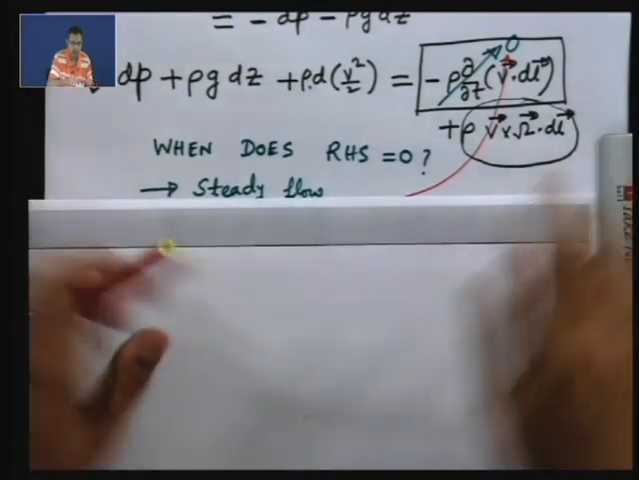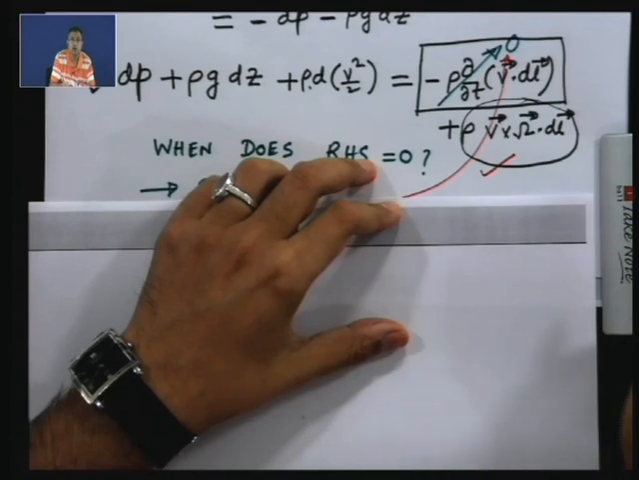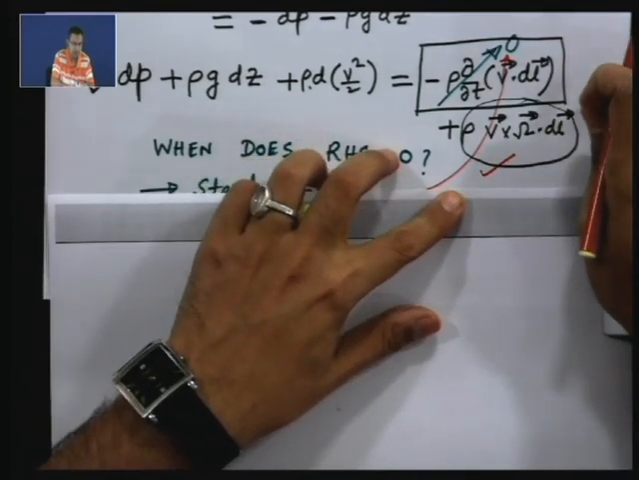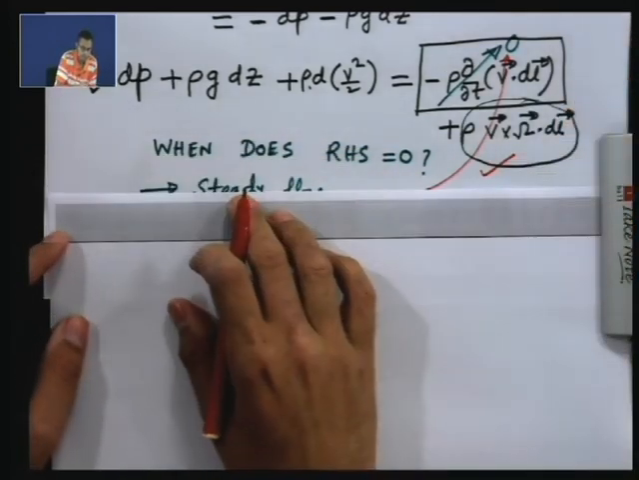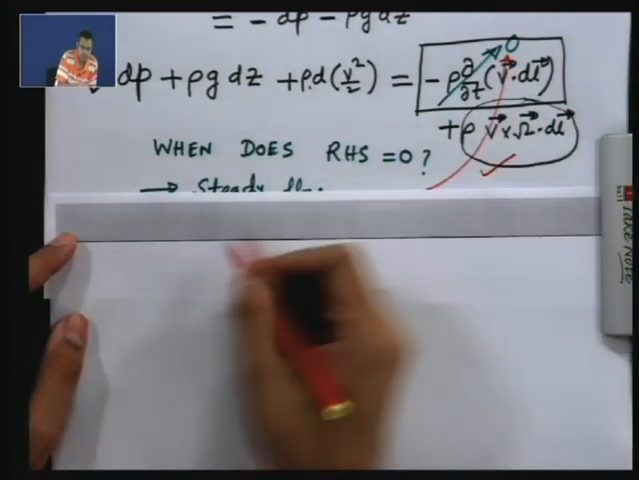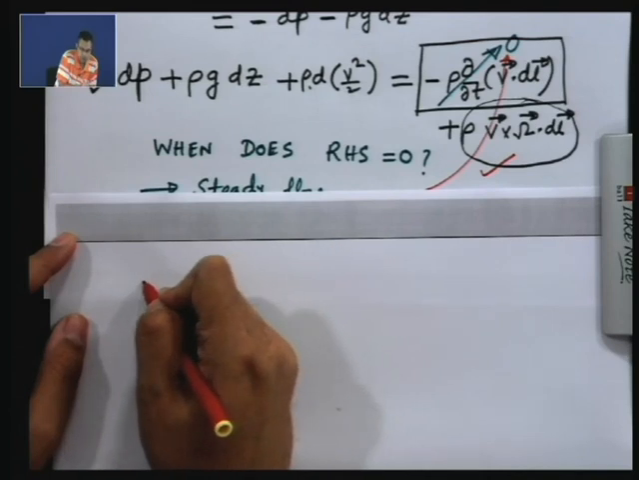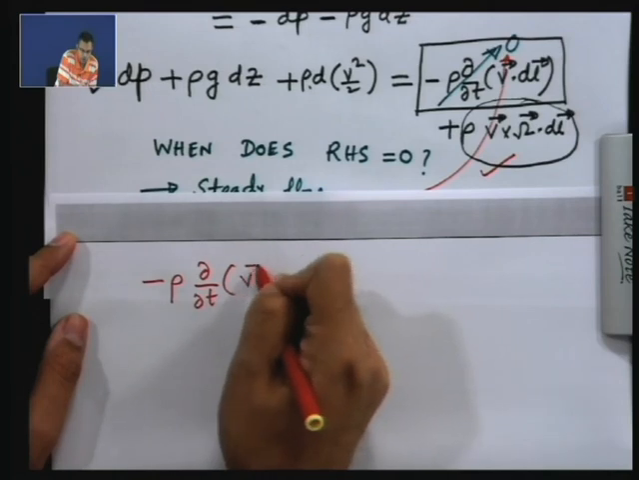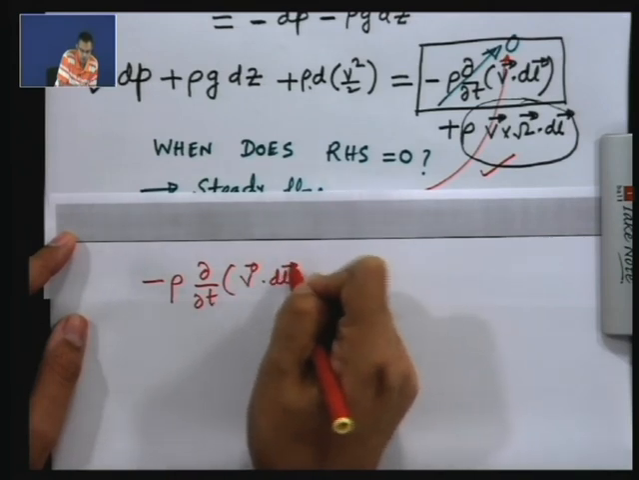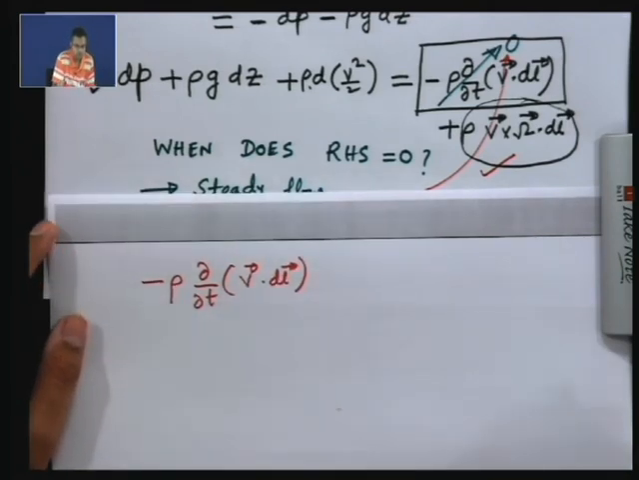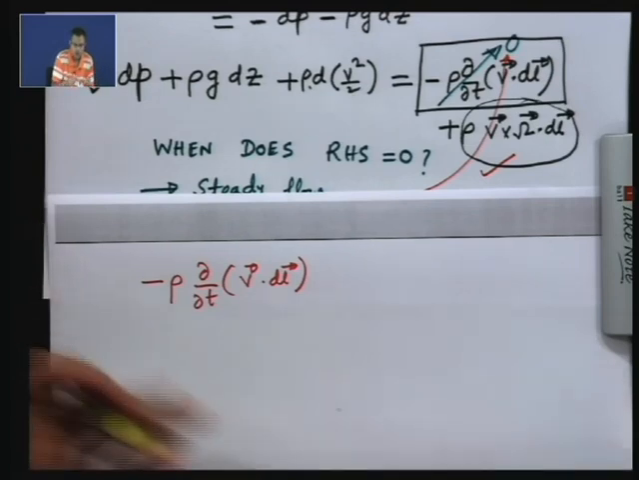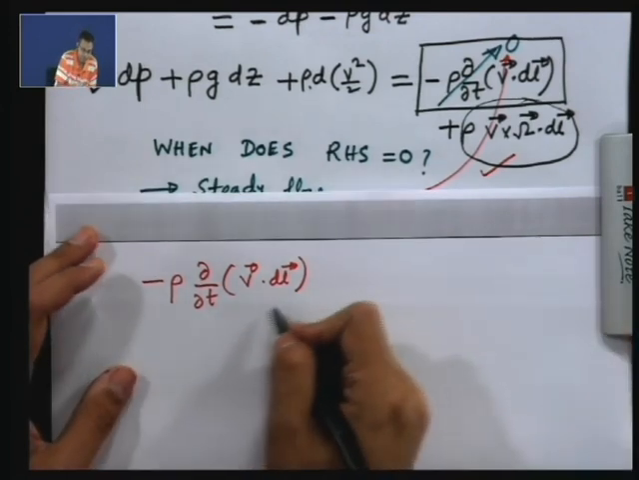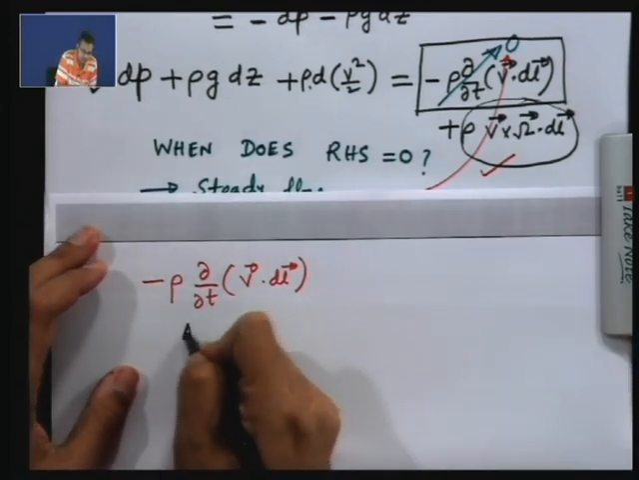To do that, we will consider that this term is still 0. So, out of the three assumptions, the assumptions that we have made are valid, but let us consider this term, minus rho del del t of v dot dl. Let us consider that we are considering along a streamline, but it is unsteady flow.